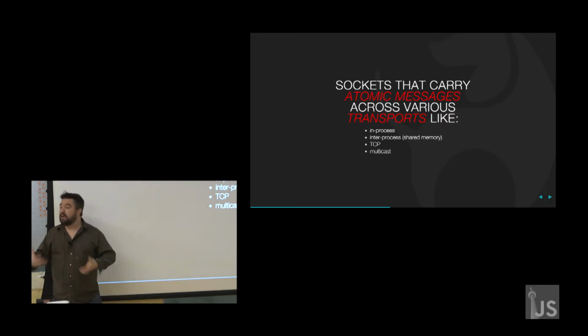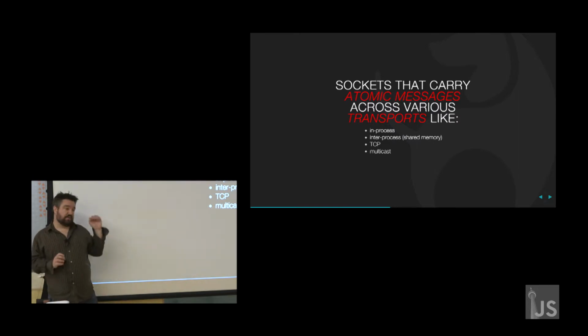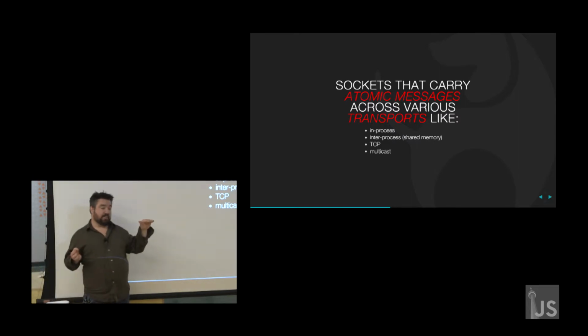It's all compiled at run configuration time. So I can easily change a socket to communicate with something running in my process versus something running in another data center.